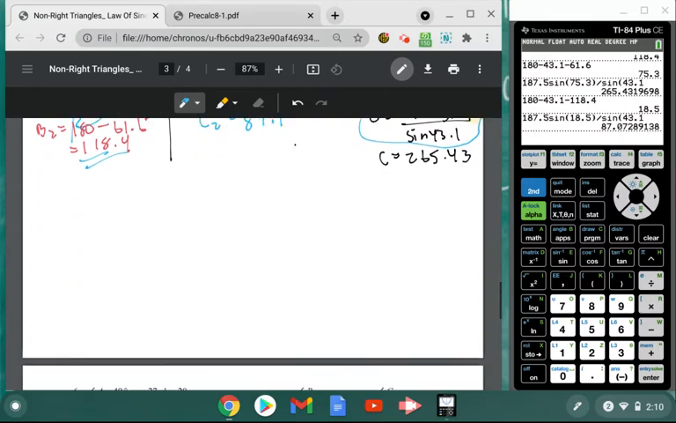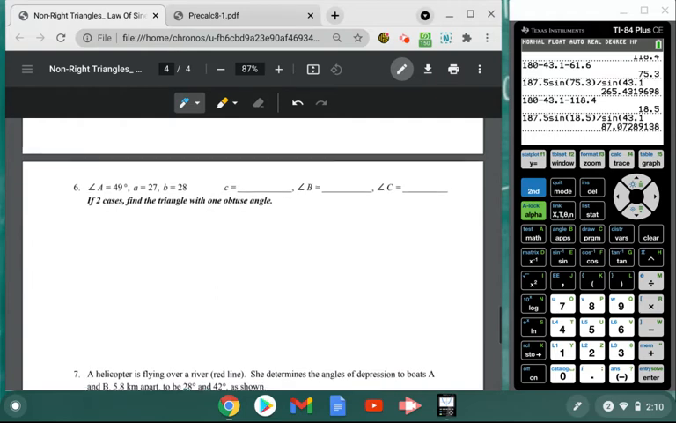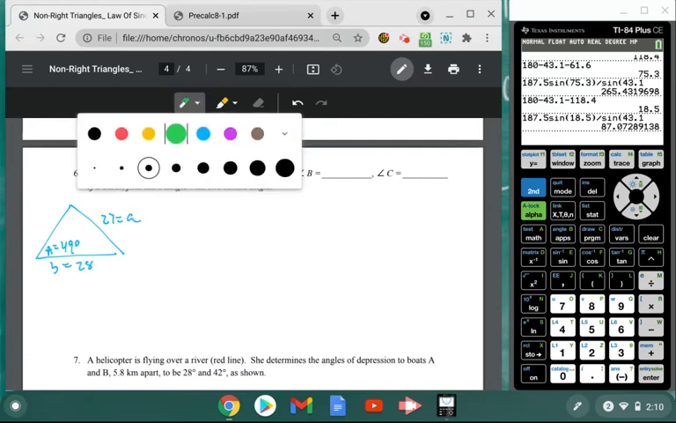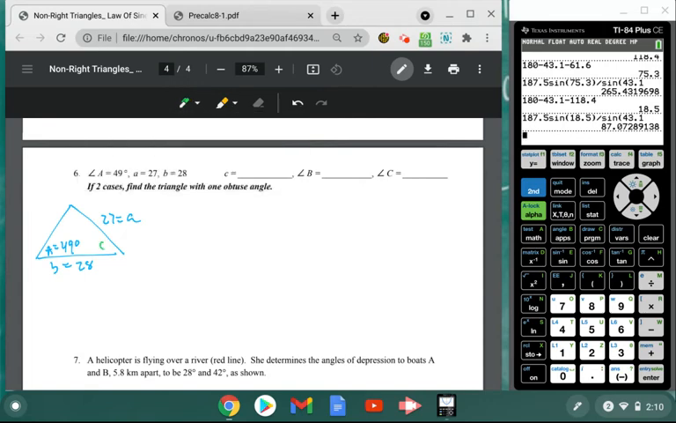Number 6 is similar, except we only want to find the triangle for the obtuse angle. So let's go ahead and start by constructing our triangle. So 49 degrees is about like this. So this is A equals 49 degrees. Opposite A is this guy. So this is going to be 27 is side A. Side B is 28. So the ones that we're missing are C, so angle C, side C, and angle B.